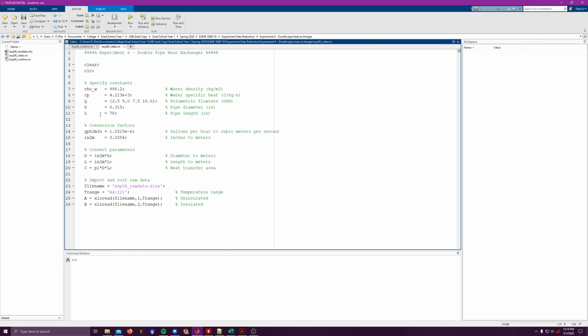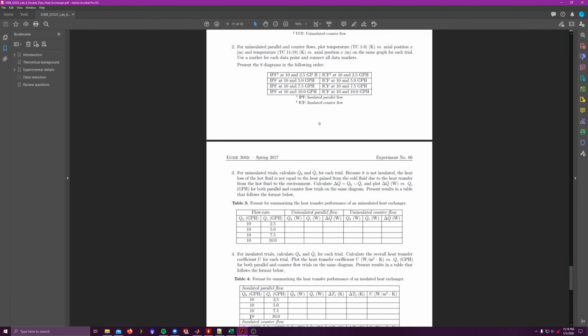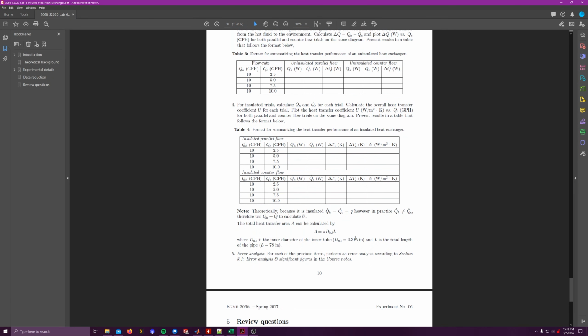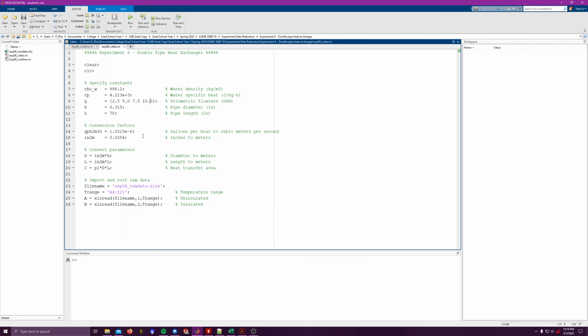The pipe diameter, and then the length, as I talked about, that was given at the end here. And then some conversion factors. We want to convert gallons per hour to cubic meters per second, and then inches to meters. And then we're going to actually convert some of our parameters here. So we have the diameter, the length, and then our heat transfer area, which is really just the surface area of our pipe. Pi times the diameter times the length.